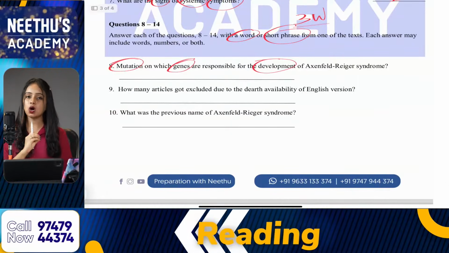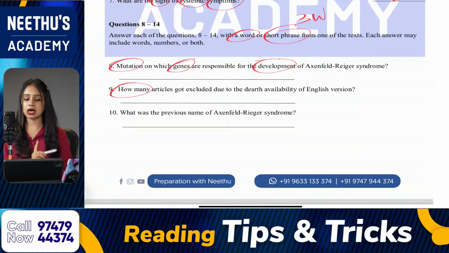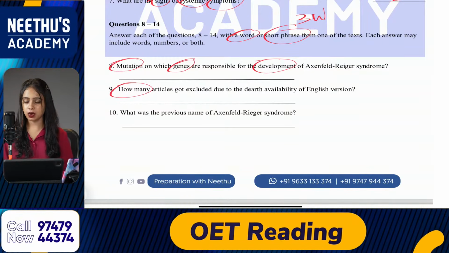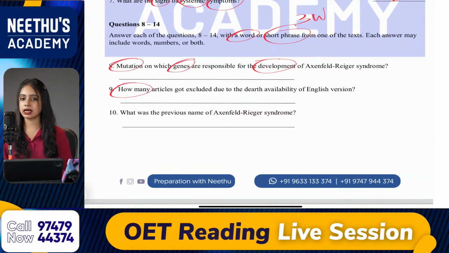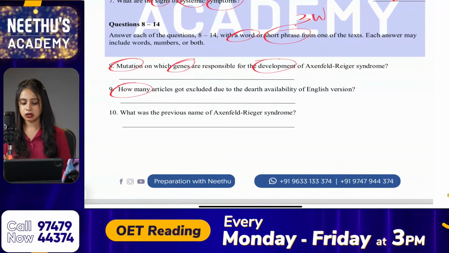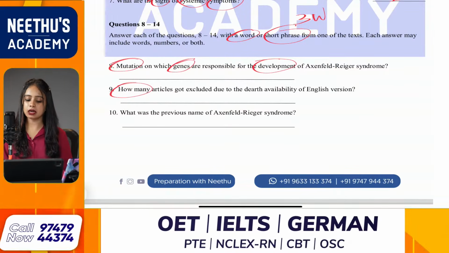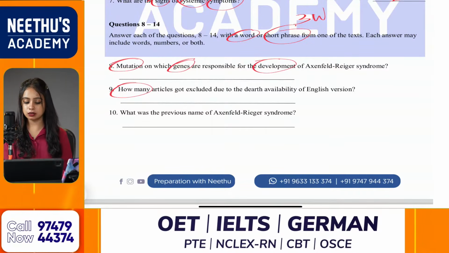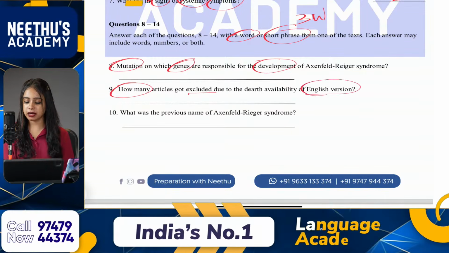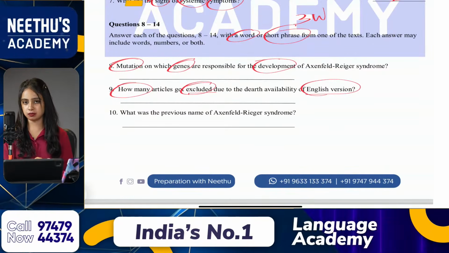9th one, how many articles? So we need a number. How many? Always answer the questions. Okay, if they are asking about when, they need the timing. If they are asking about what, they need a particular thing. So here it is how many, which means number. How many articles got excluded due to unavailability of English version? So my keywords, how many, excluded, English version.